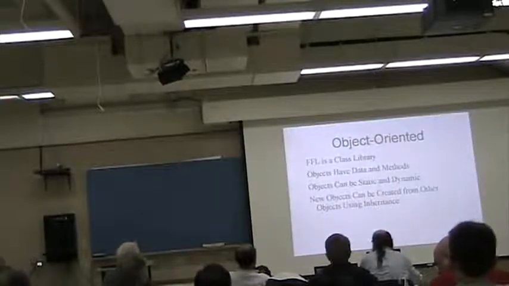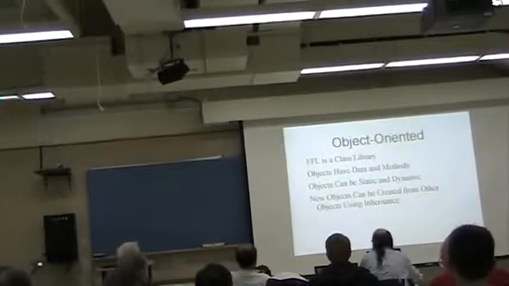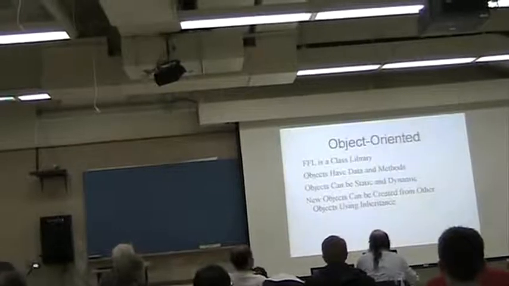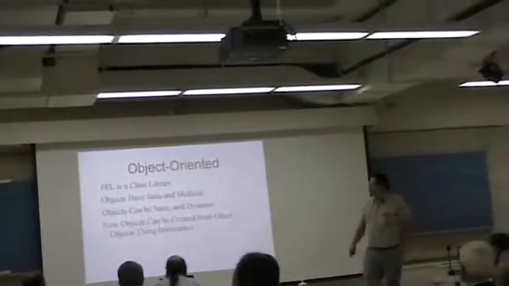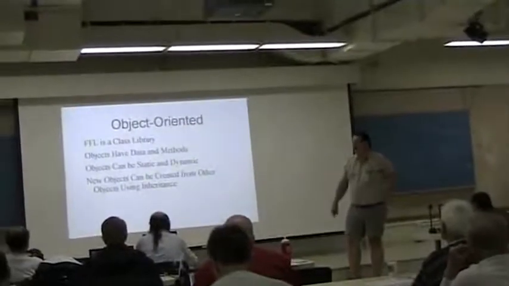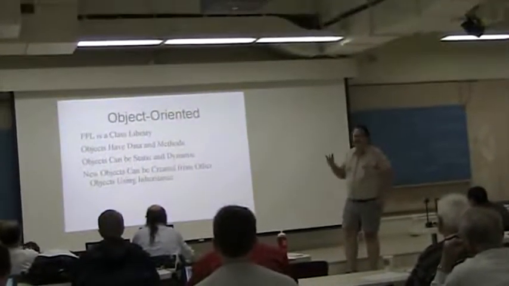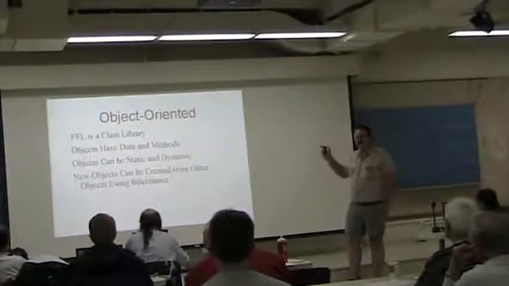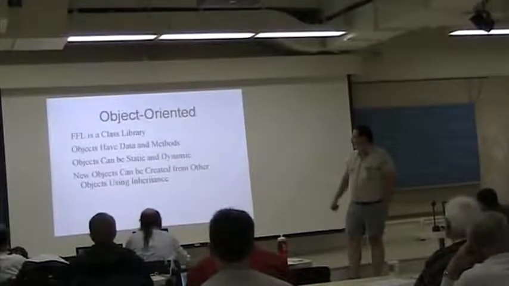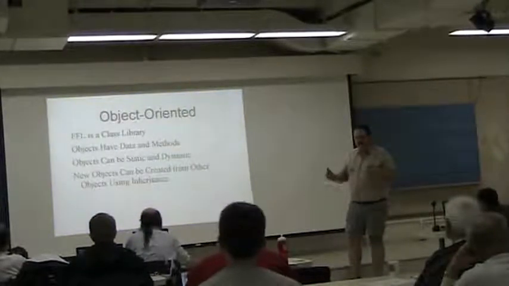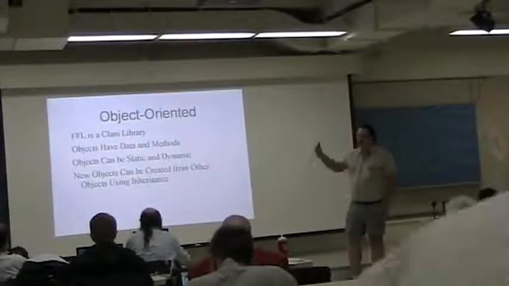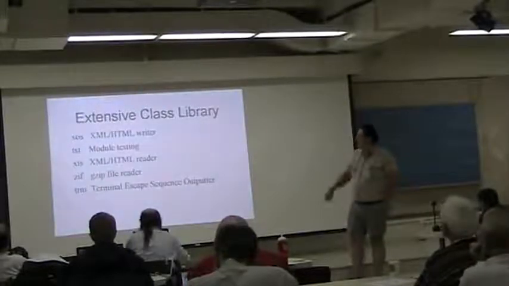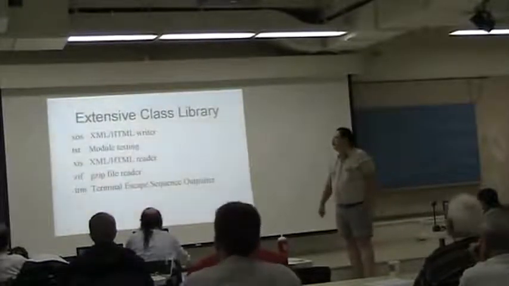Again, like I said, not quite a class library, but it can. These words can be encapsulated into a class library. As you know, an object not only has data, but it also has methods. And you can also have static, and you can also create dynamic objects from the heap. And with object-oriented programming, you can do inheritance. And these are some of the things that are in the Forth Foundation Library.